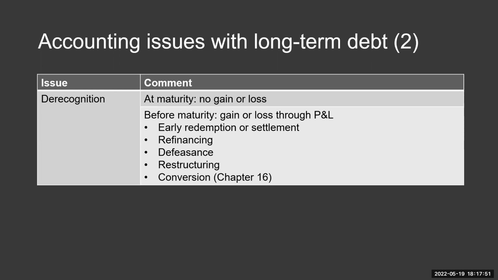So that gain or loss gets recorded in profit and loss, right? You have a gain recorded as a gain that causes net income to go up, a loss will reduce net income. Now, what could be those circumstances? Most common would be early redemption. So if the company's issued redeemable bonds and chooses to redeem them early, well, that's the situation.